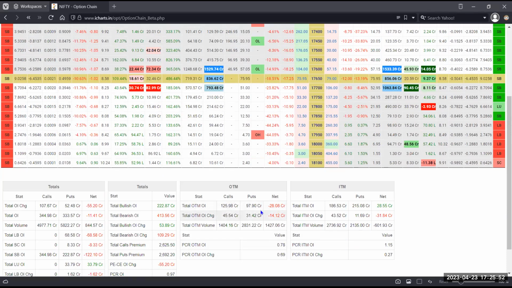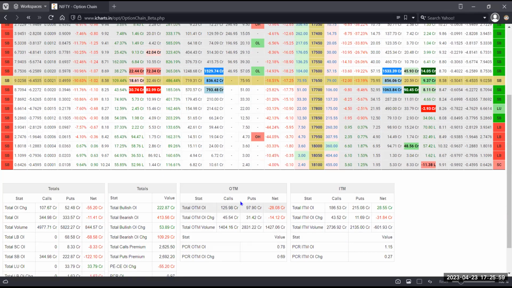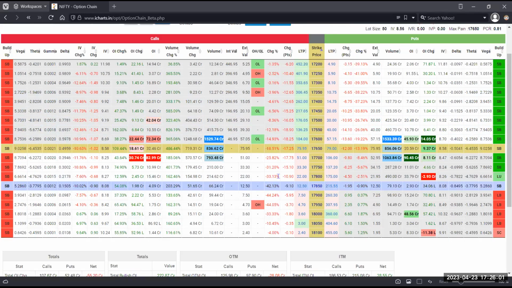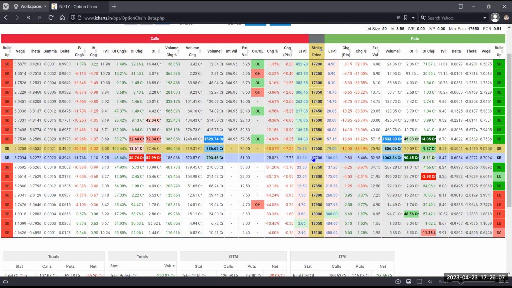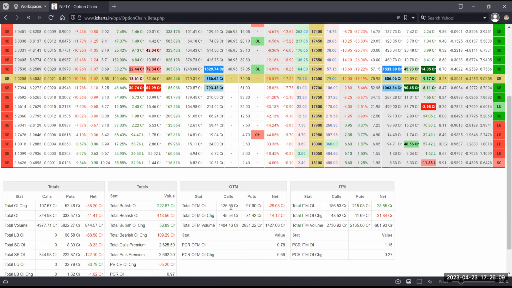So these out of the money options, the total OI of out of the money. For calls, everything above the current at the money price is out of the money. So all these are out of the money. So out of the money OI we have added over here, and for puts we have added over here.